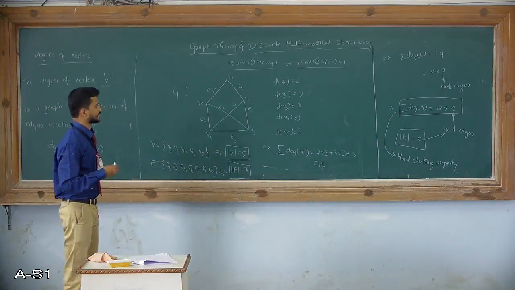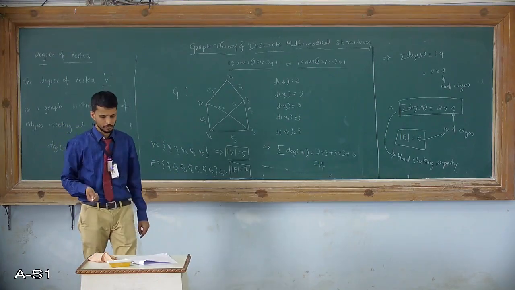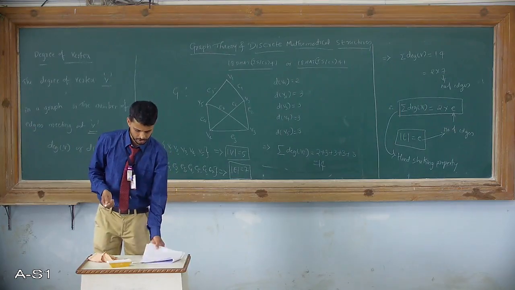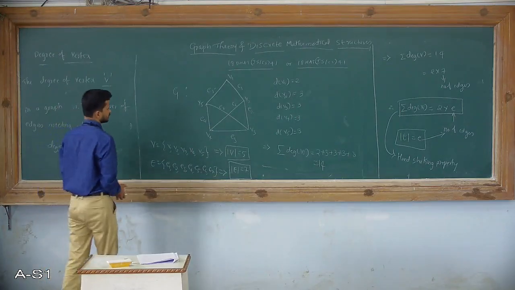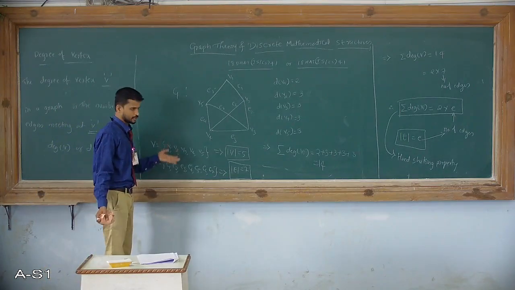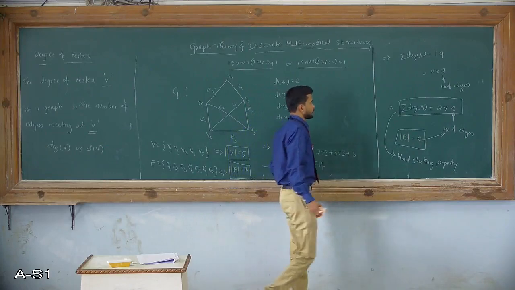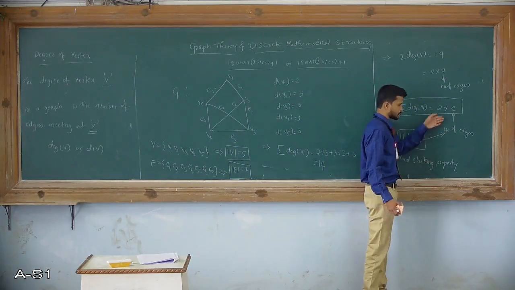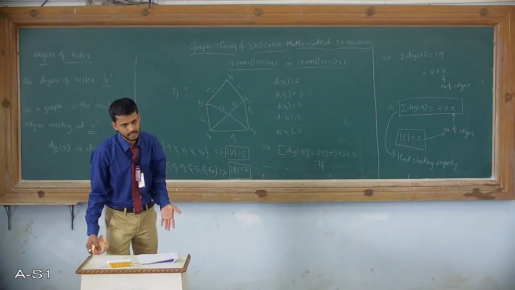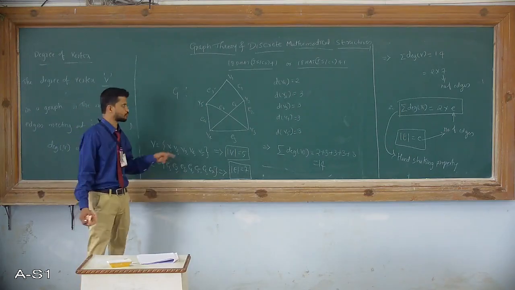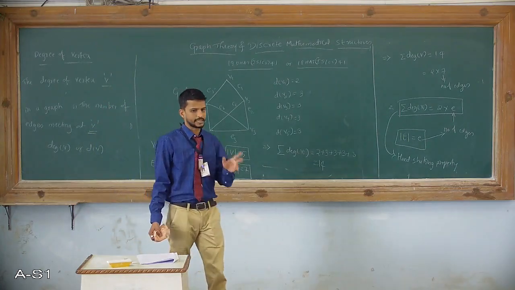Now in the next part we will try to solve some examples based on this handshaking property. In the next question, here we can even verify whether the handshaking property is valid or not. The sum of degree of each vertex is 14, and 2 into 7 is also 14. Therefore the handshaking property always holds good for any type of graph. Don't think that the handshaking property is only valid for simple graphs. No, the handshaking property is valid for multigraphs also.